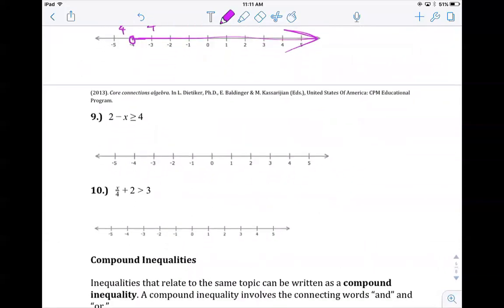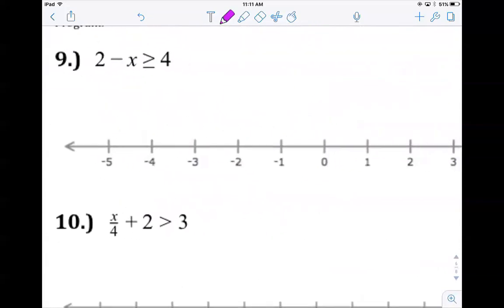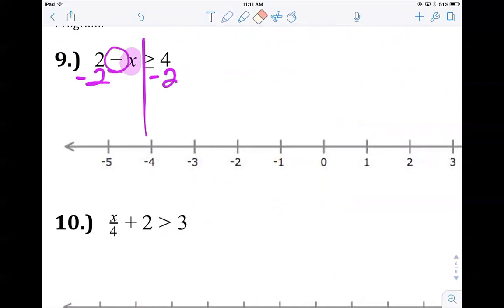Okay, we got 2 more to go. Number 9, we again want to start by getting X by itself. And we're going to start by subtracting 2. So remember that negative symbol there goes with the X. That's not in front of the 2. So we have -X is greater than or equal to +2.